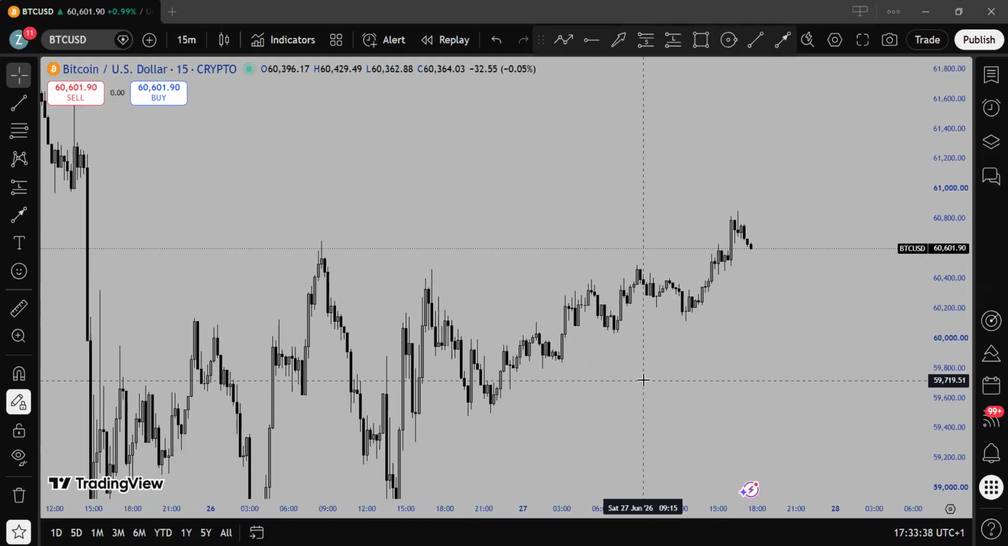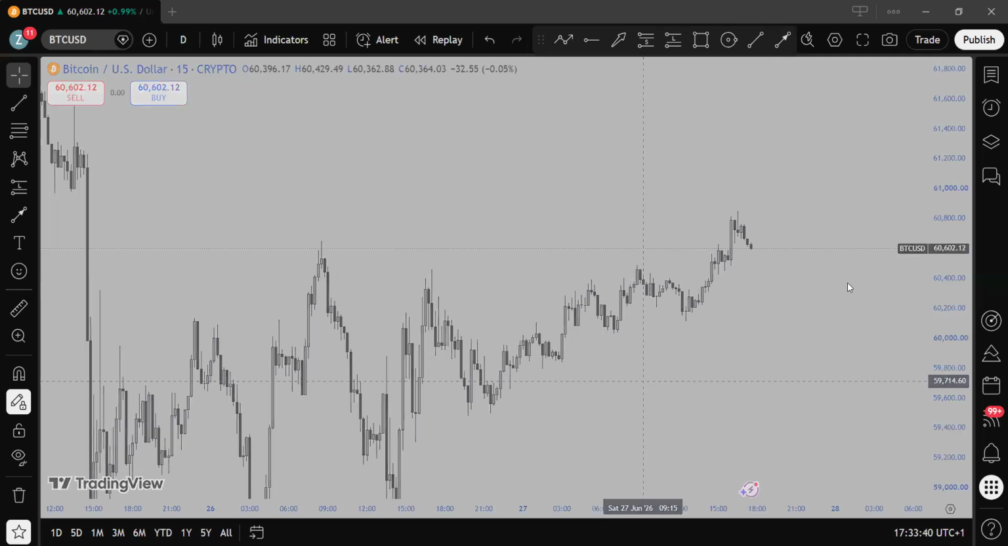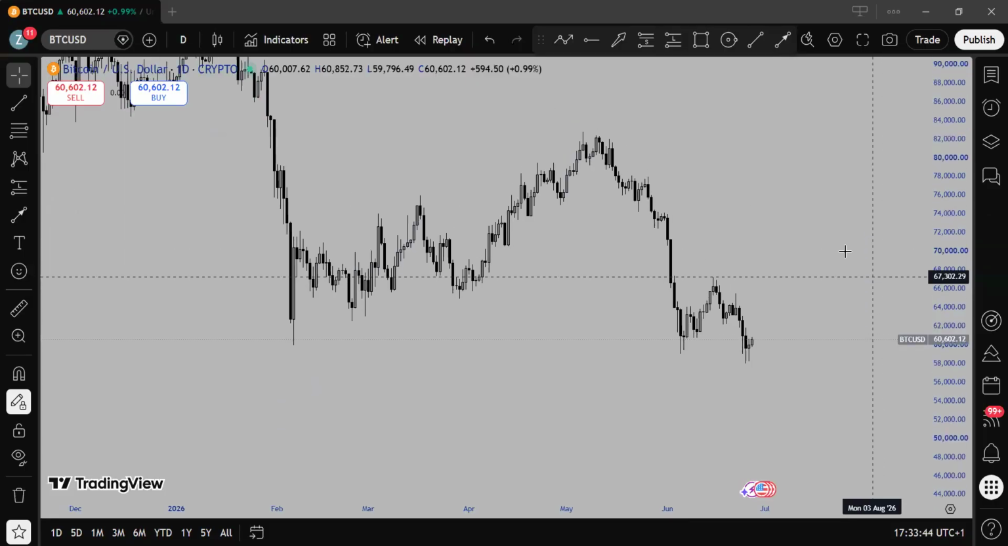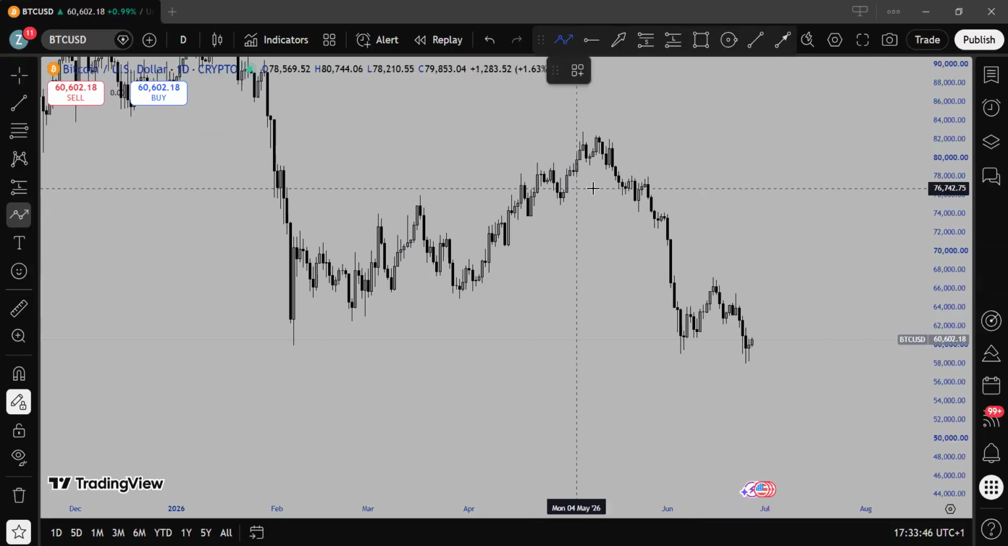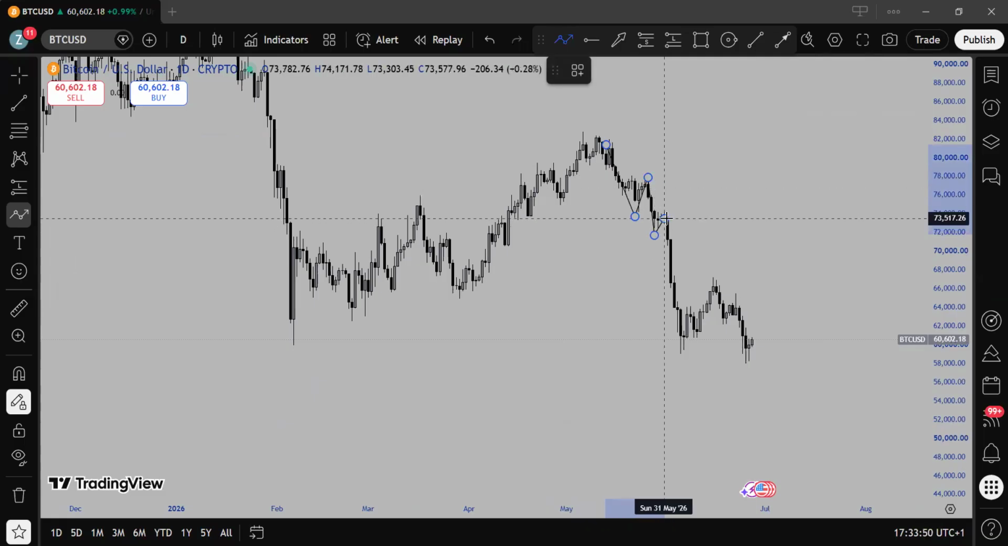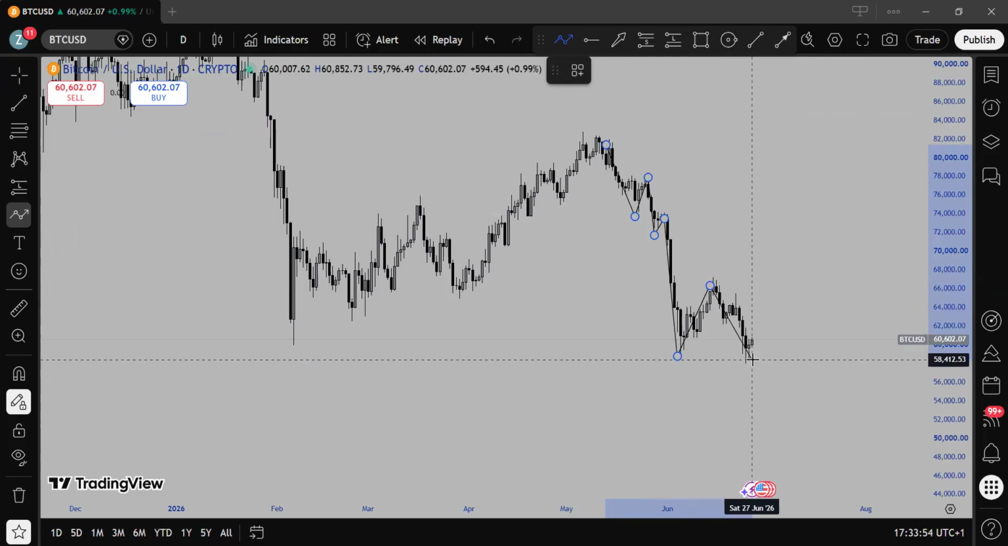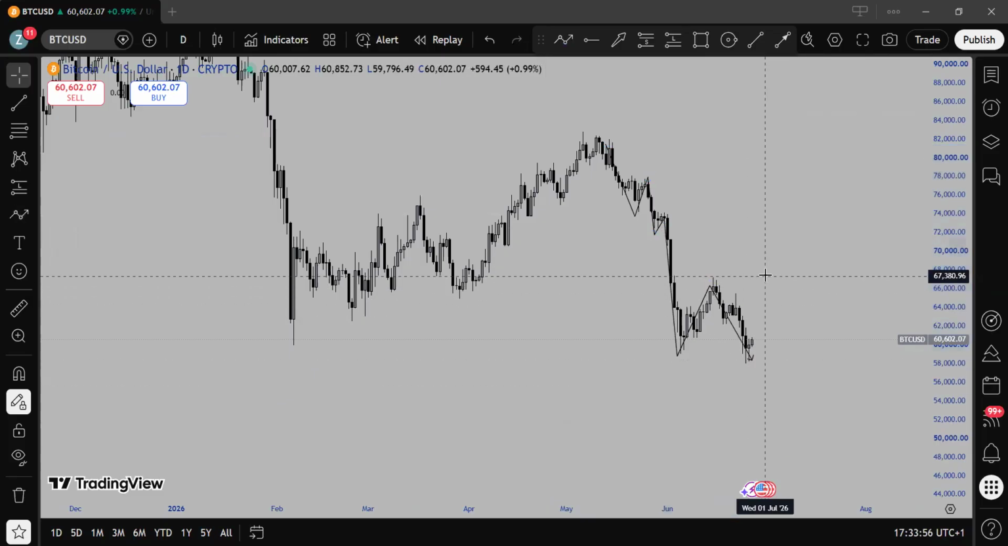So if you go to the daily time frame, you know that clearly BTC is bearish. You see BTC is bearish, giving us a series of lower lows, lower highs, lower lows, lower highs, and then lower lows, lower highs. Now another lower low. But there's one thing you need to understand.